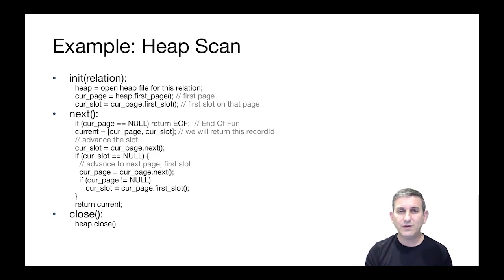And then it's going to initialize essentially a cursor in the relation. It's going to have a current page, which is heap.firstPage, and a current slot on that page, which is the first slot on that page. And then it's going to return because it's ready to go.